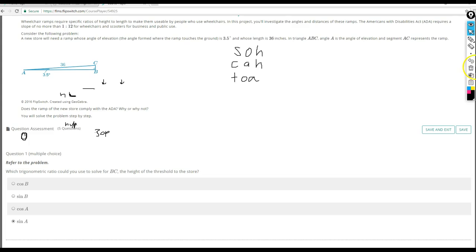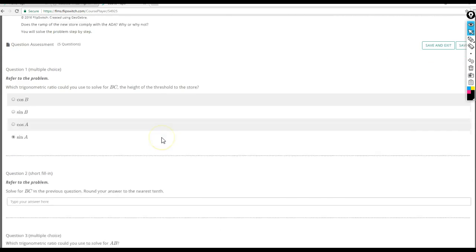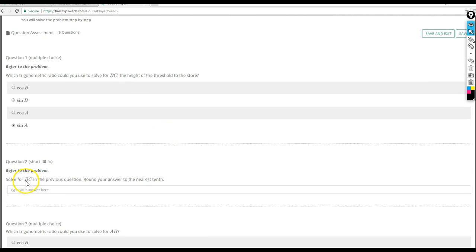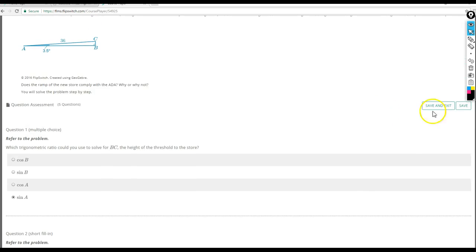Alright, so now question 2. Solve for side length BC in the previous question. Round your answer to the nearest tenth. Alright, so we need to set this up. We have sine of our angle A. Sine of angle A is equal to the ratio of our opposite side length, which was BC, over our hypotenuse, which is the side length AC.